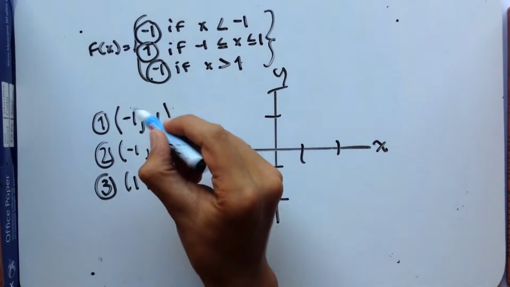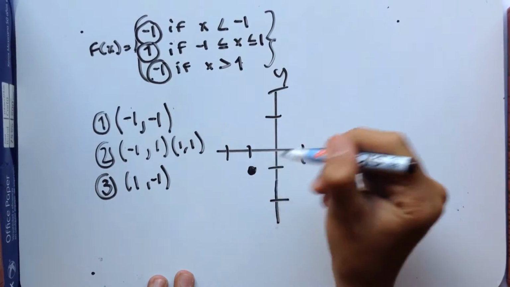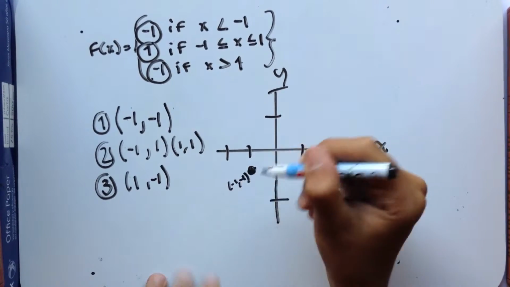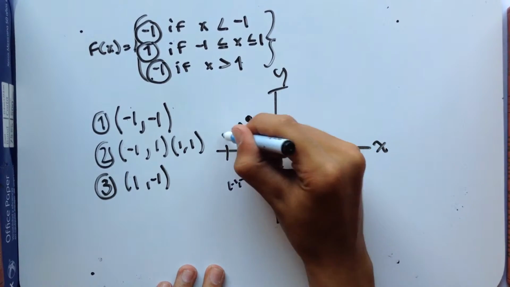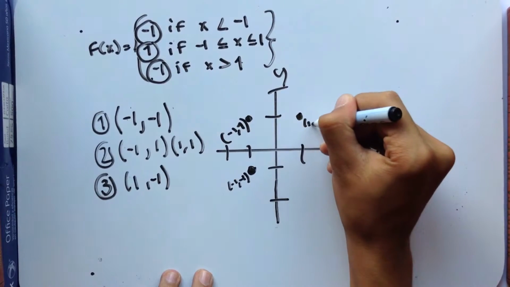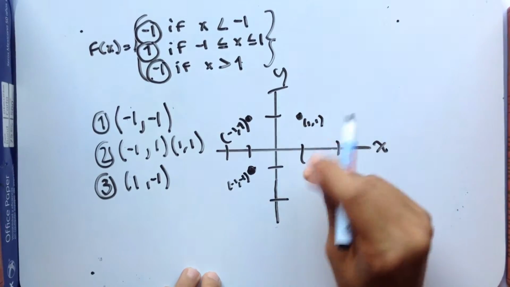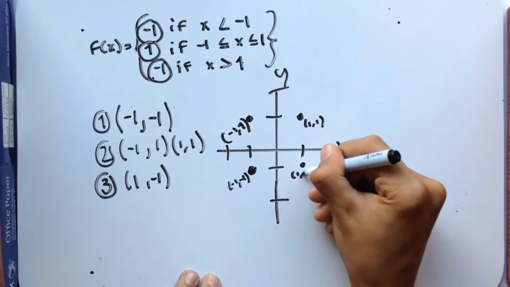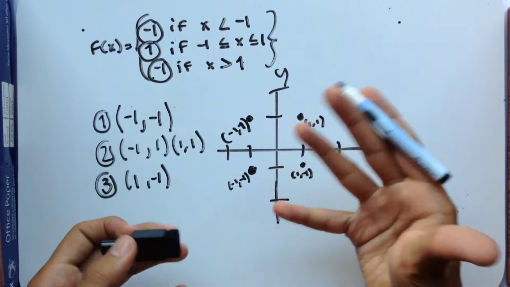So we have minus 1, comma, minus 1. It will be here. Then we have minus 1, comma 1. We also have 1, comma 1. And the last coordinate is 1, comma, minus 1. And then we can identify our asymptotes.